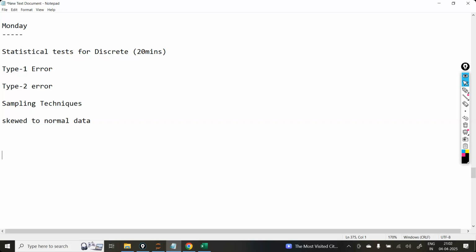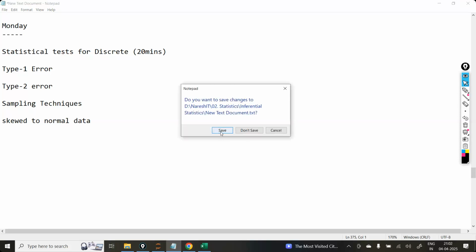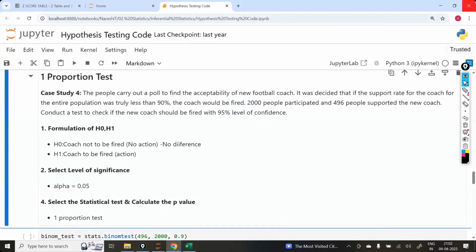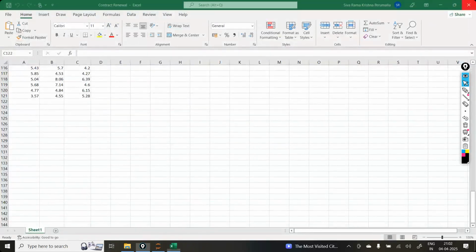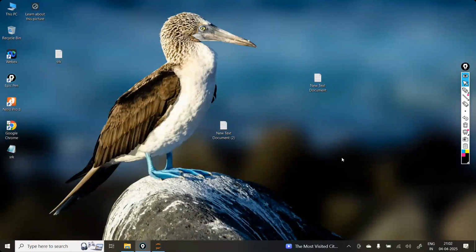Is the point clear, everyone? Done. So tomorrow there is no test for you. The test will be on Tuesday. Tomorrow there is no class, tomorrow there is no test. Tomorrow is only preparation. You are going to complete the descriptive statistics task and the inferential statistics task. All the tasks you are going to complete.